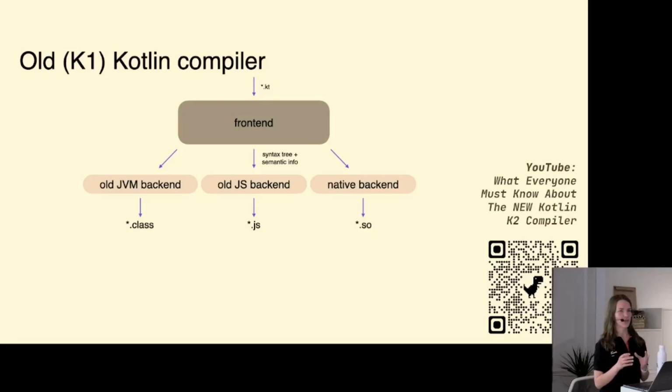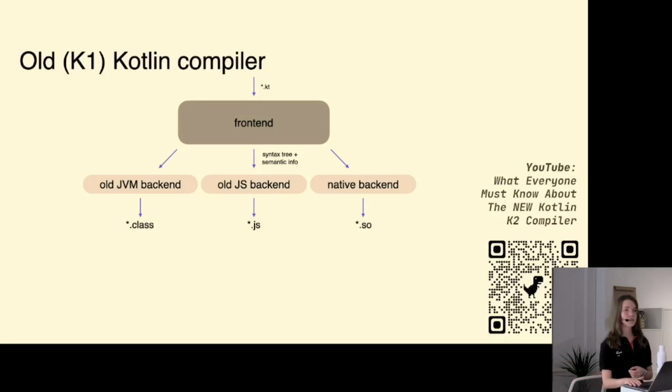So we have a front end. It does some magic with code, and it produces a syntax tree of the code and some semantic info. Then it passes it to the backends. We all know that Kotlin is able to compile to JVM, to JS, to native. We have just talked about multiplatform.